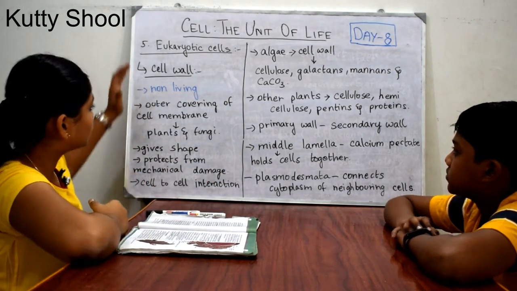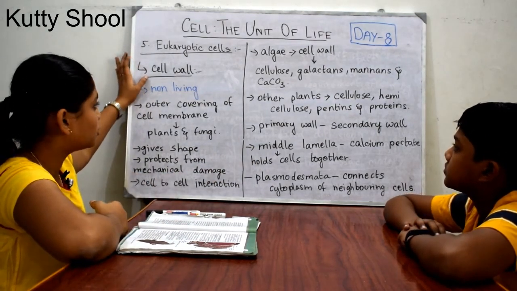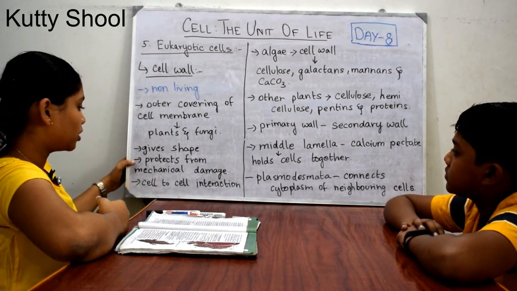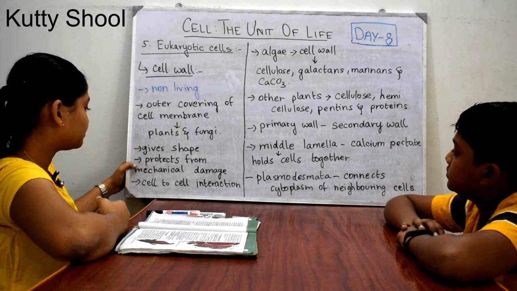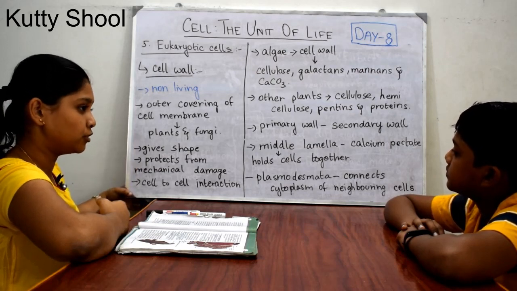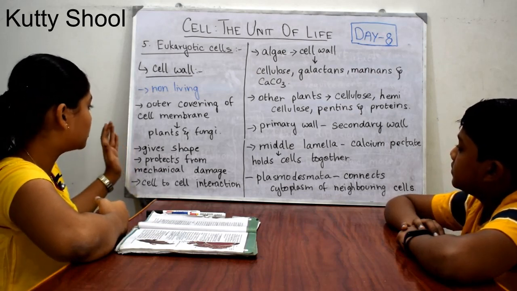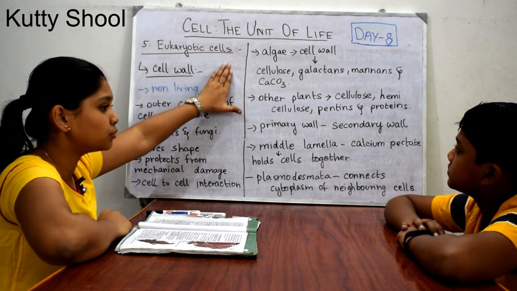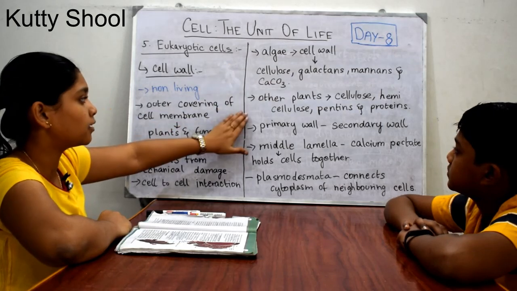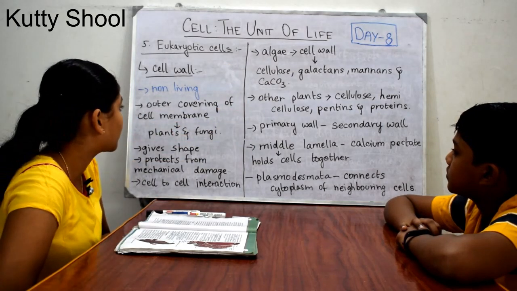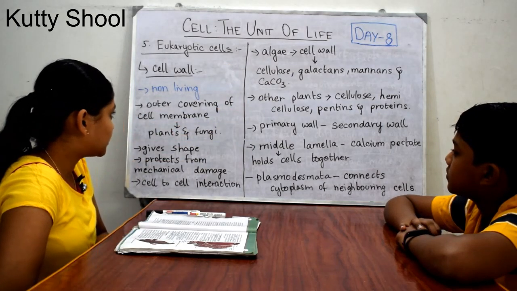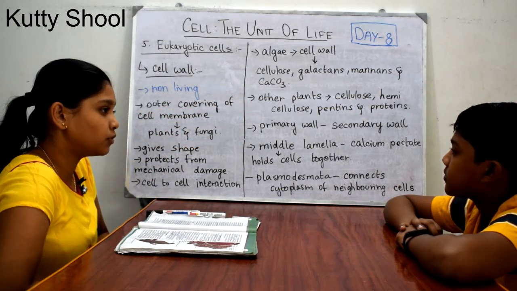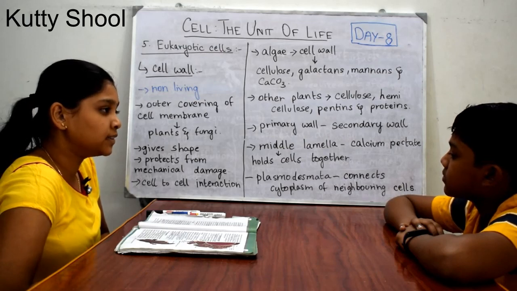So these are the general characteristics of the cell wall. The main thing is the functions: it gives shape, protects from mechanical damage and infections, and enables cell to cell interaction. These three points are very important, and the substances present in the cell wall in algae and other plants are very important in this topic. So with this, the subtopic cell wall gets over. Next we are going to the endomembrane system.